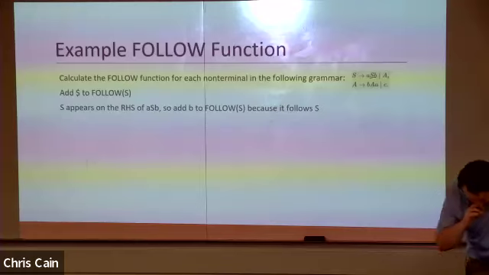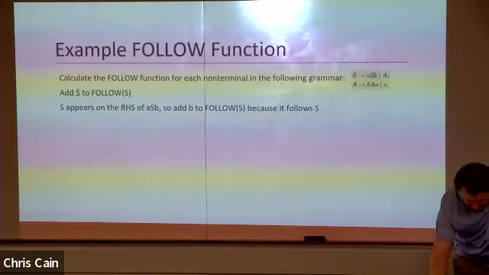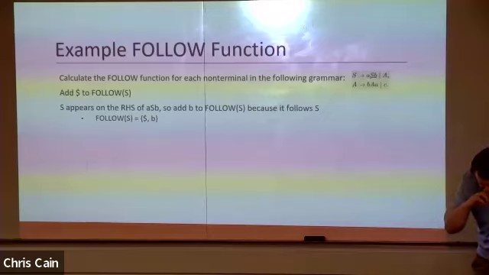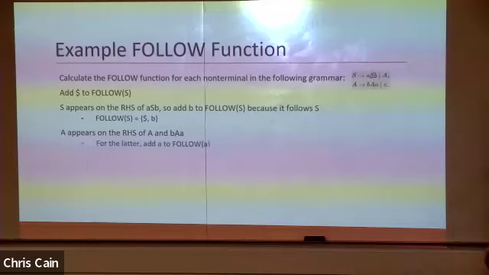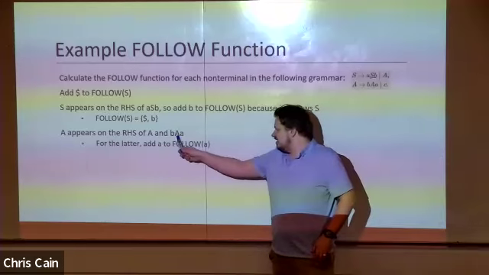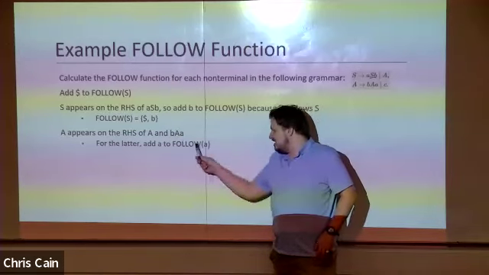So we see that S appears on the right-hand side of S in the ASB. So we're going to add B to follow of S because it follows S. So far we have follow of S is dollar and B. We also see that A appears on the right-hand side of A and this B capital A. For the right-hand side of this, that's much easier. We can see that what follows the A in here is a lowercase a. So we want to add a to follow of A.